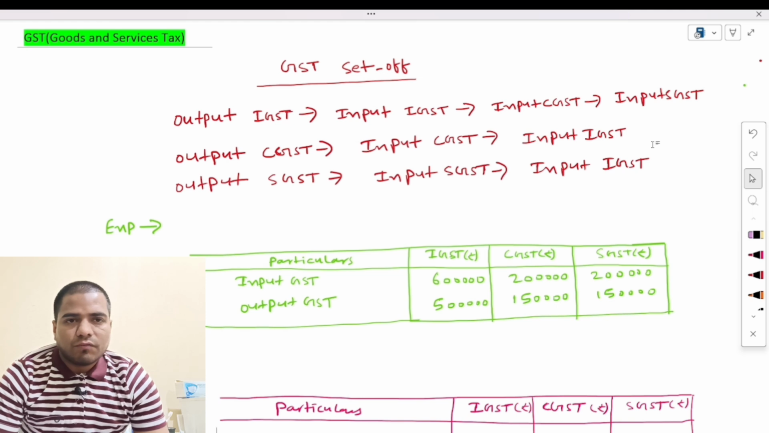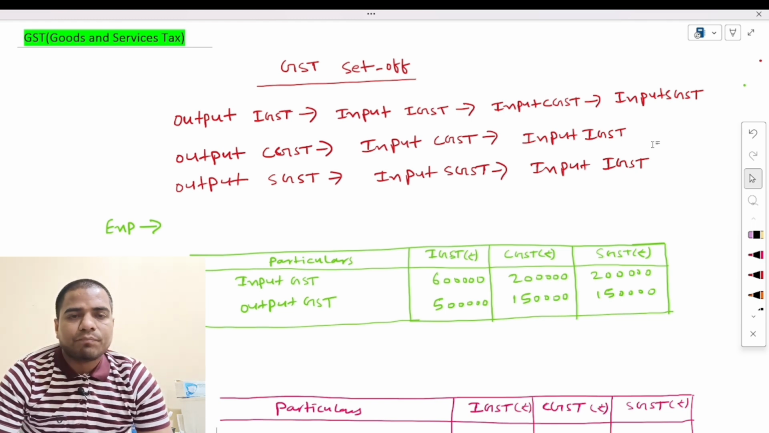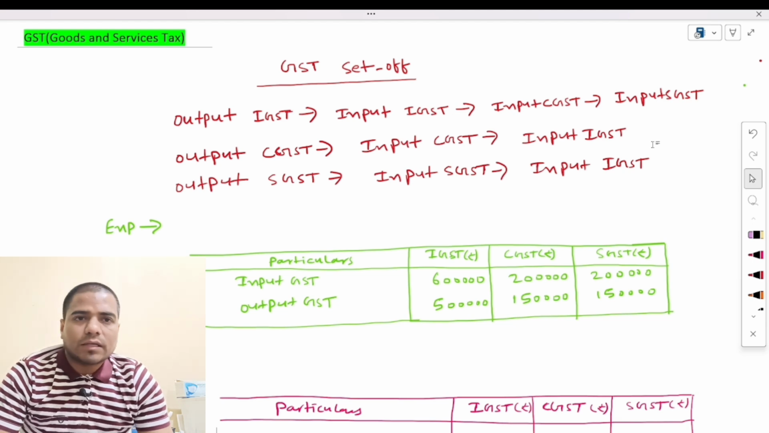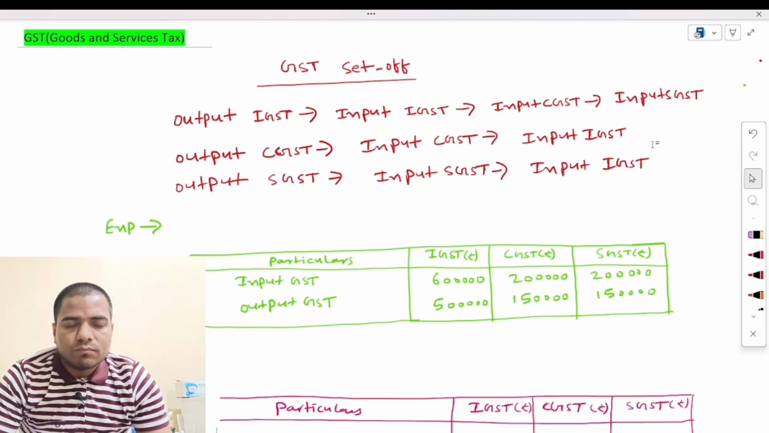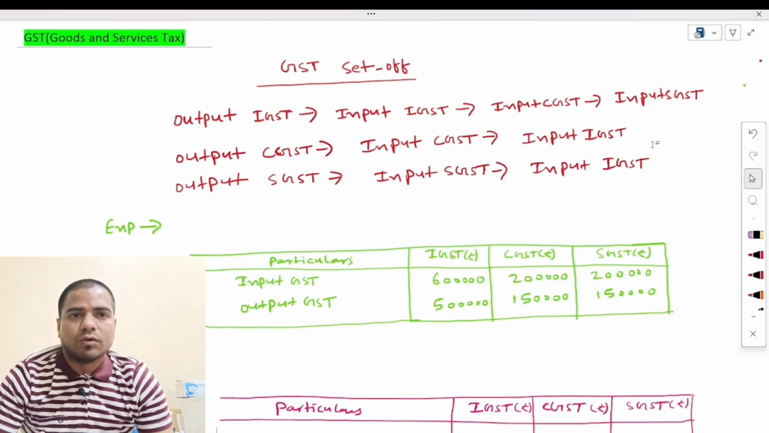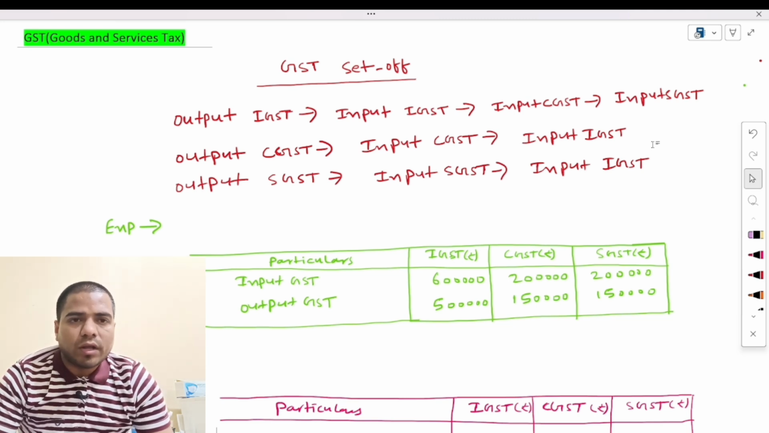Today in this video, we are going to learn the most important topic of GST, which is GST set off. This topic is very important for examination point of view as well as in your practical life whenever you work on GST. At that time, this topic will be helpful for you. First of all, we will understand the theoretical portion: what are the procedures of GST set off and how is it to be conducted?